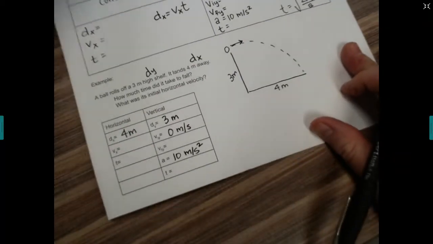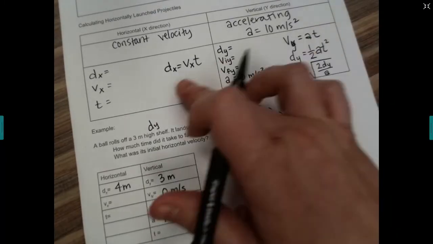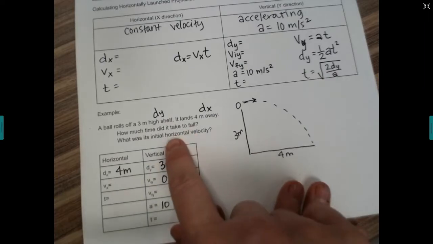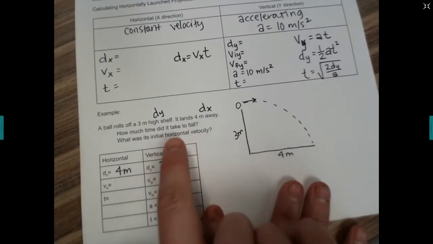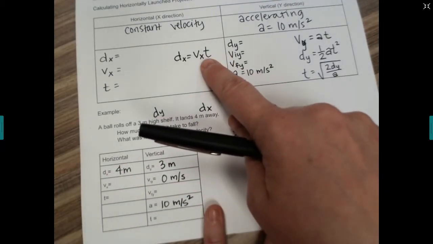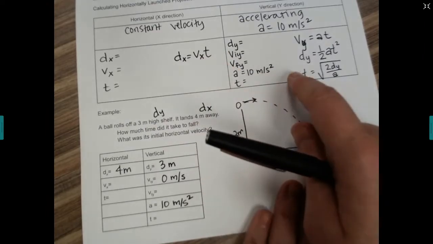All right, so let's see if we can use our equations here or here to help us solve some of this problem. Well, I really want to know how much time it takes to fall and the horizontal velocity. So I really want to find out these two things. But if you look over here, I don't have enough information to put into this equation to be able to solve for the variables. So I need to start over on this side.